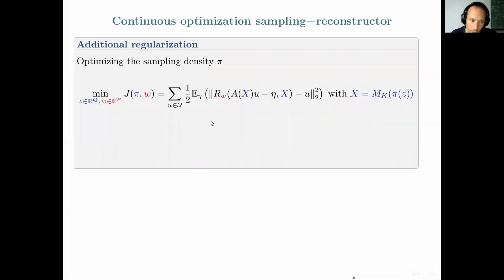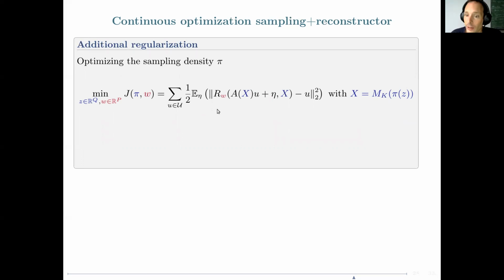And then to avoid those spurious minimizers, there are other solutions, but what we proposed is to try, instead of optimizing the sampling pattern, to optimize the underlying density pi. And this density in itself can be parameterized by some vector z in R^q, of small dimension. And from the density pi of z, we can generate a feasible sampling set using this mapping MK, this complicated mapping that generated these trajectories.